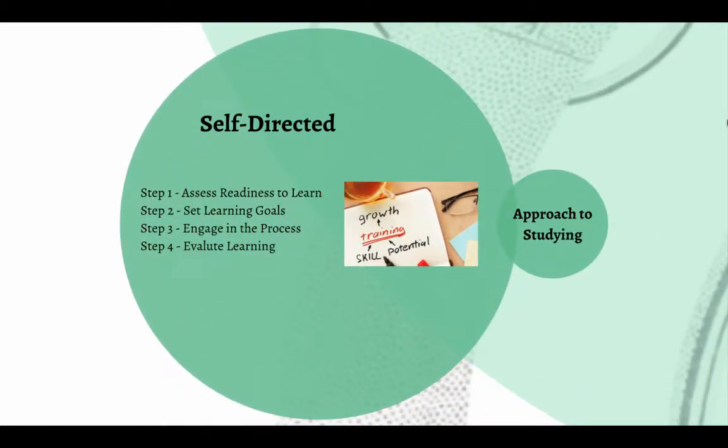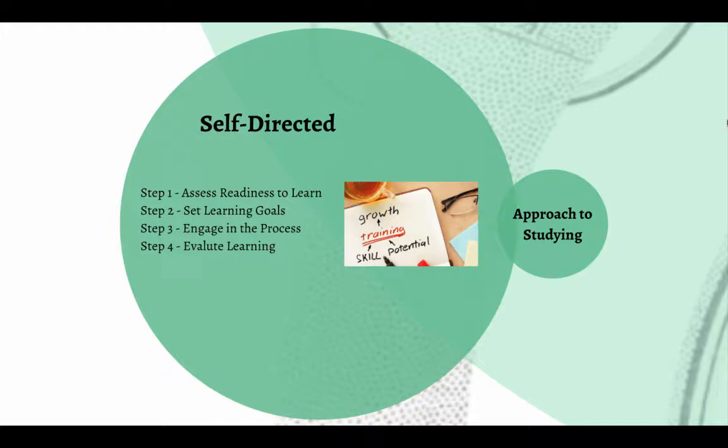Learning independently can be challenging, even for the brightest and most motivated students. There are 4 key stages to self-directed learning, also known as independent learning: being ready to learn, setting learning goals, engaging the learning process, and evaluating learning.